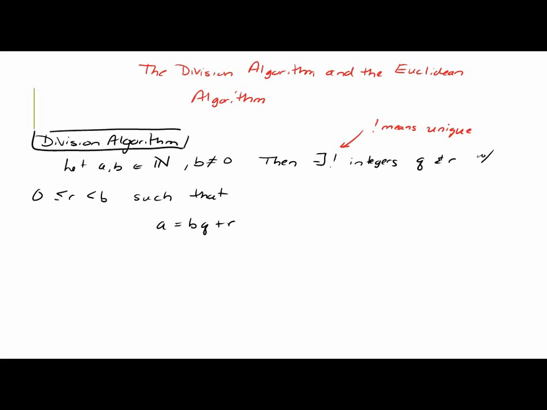Okay, the division algorithm is not anything that's hard. It's just the quotient and the remainder. That's all you're looking at. So if you have two natural numbers a and b, and b is not 0, then there exist integers q and r, and they're unique. That exclamation point means unique, and the backwards e means there exists, such that you can write this formula down: a equals bq plus r.